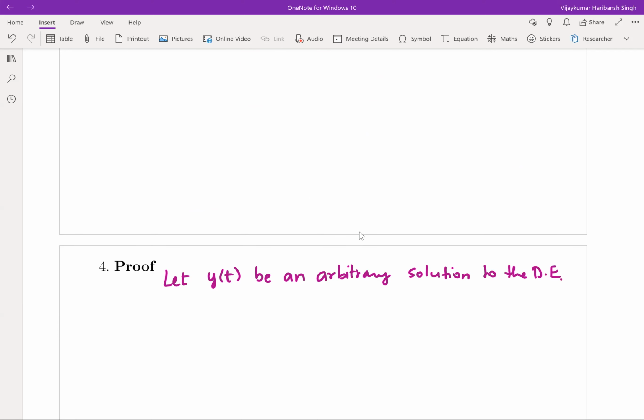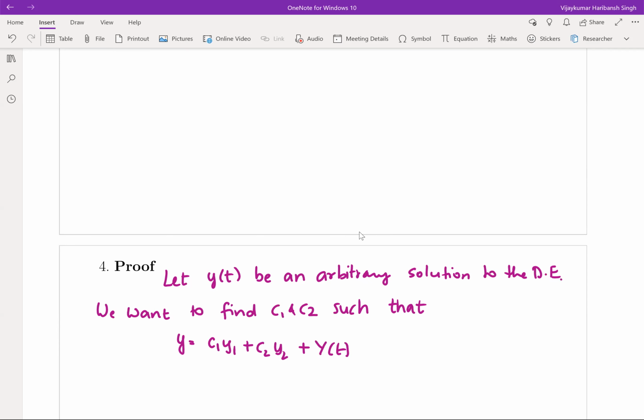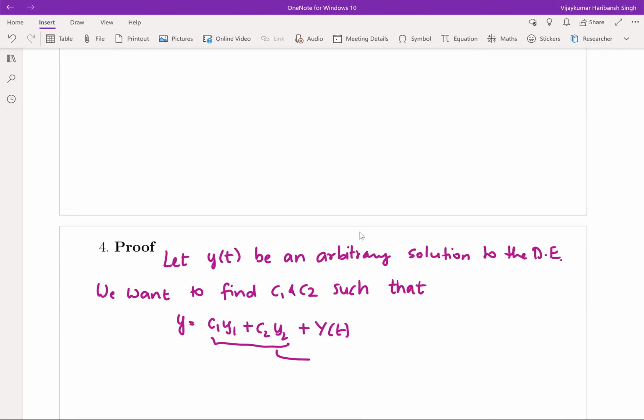What do we want to do? We want to find C1 and C2 such that y = C1 y1 + C2 y2 + Y(t). This part is the solution to the homogeneous DE, whereas this is the solution to the non-homogeneous DE. Let's see how we go about it.